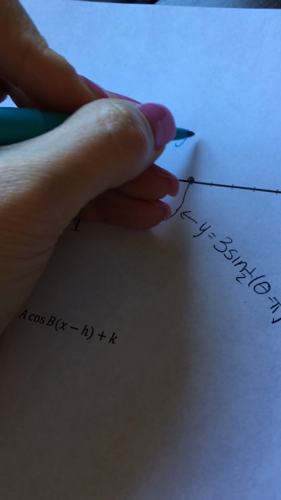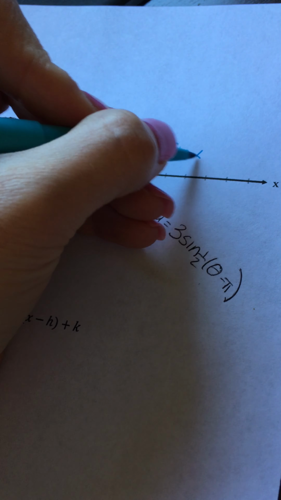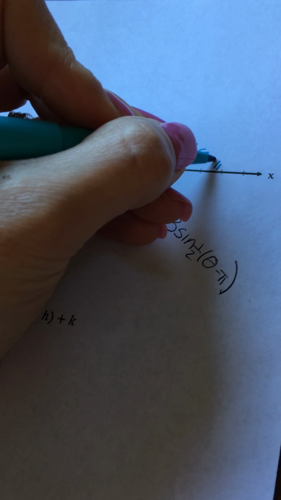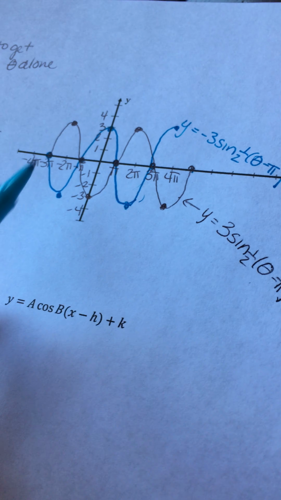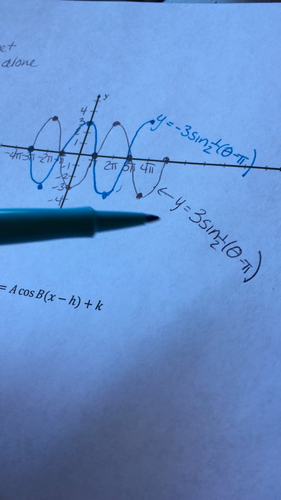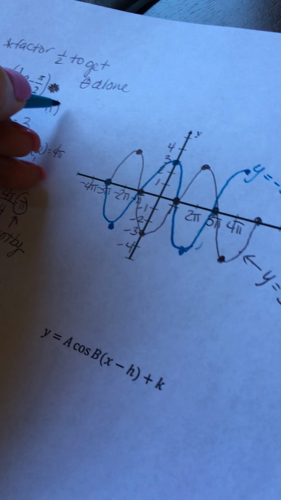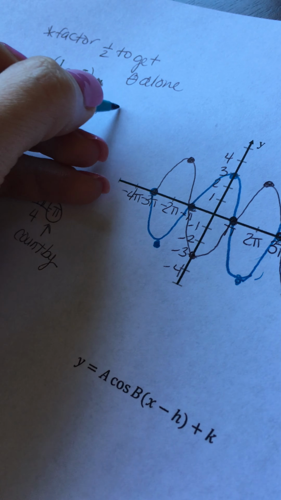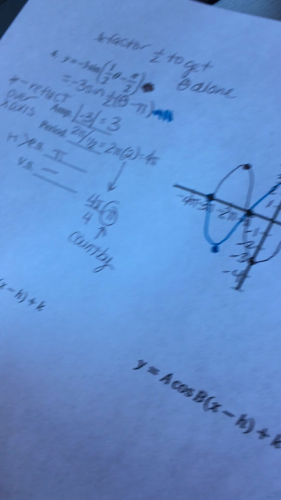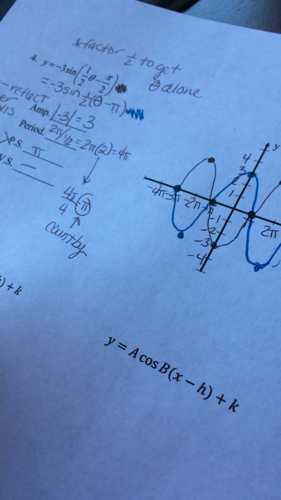Great. So that's y equals -3 sine 1/2 theta minus pi. That's the graph we want. That blue graph is the graph we want. That one that we did in pen just helps us graph the blue one. All right. And I like to make a little indication next to the equation of which one is actually the graph. So I have a blue marker next to the equation.